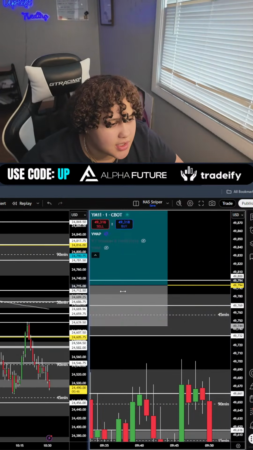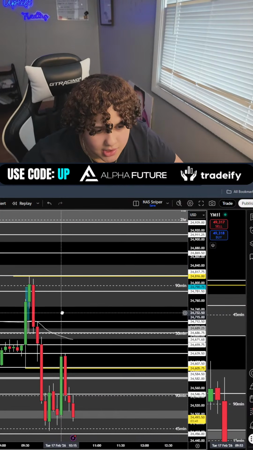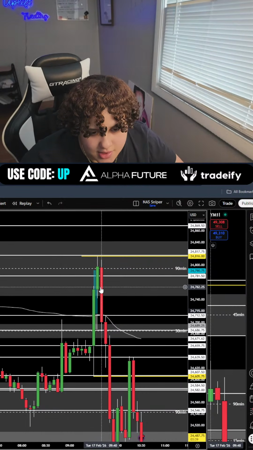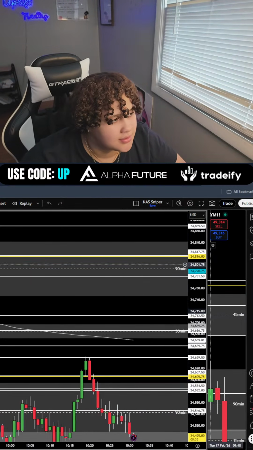The second and last trade, basically, I'm not gonna journal this third trade that I took because it wasn't on my main accounts.